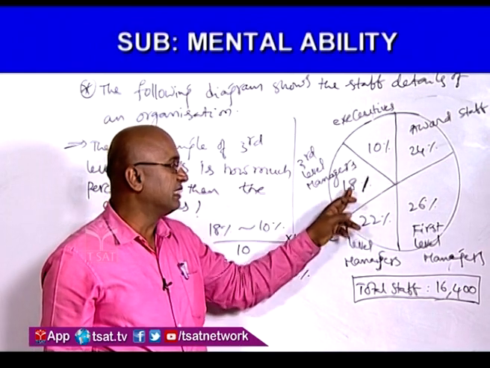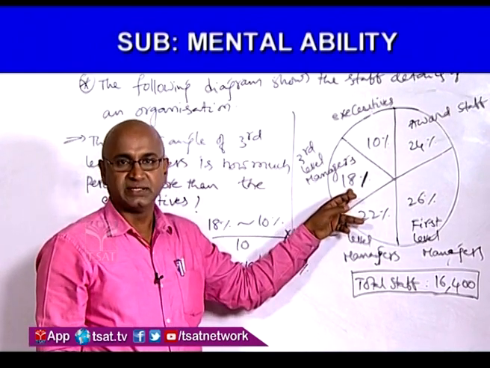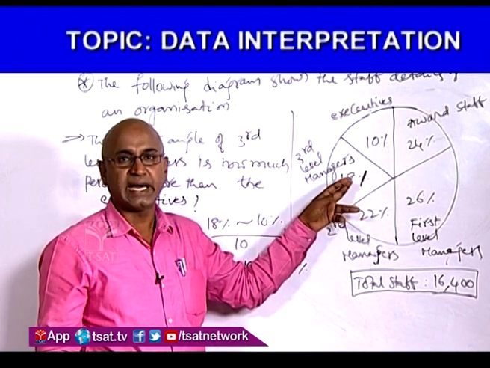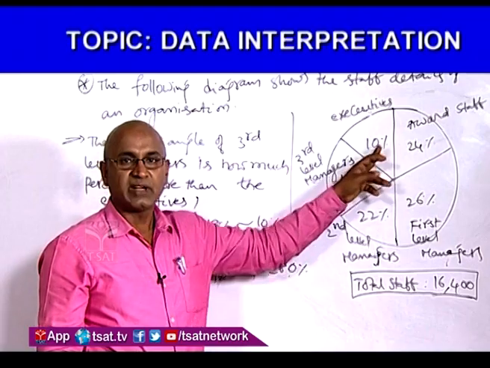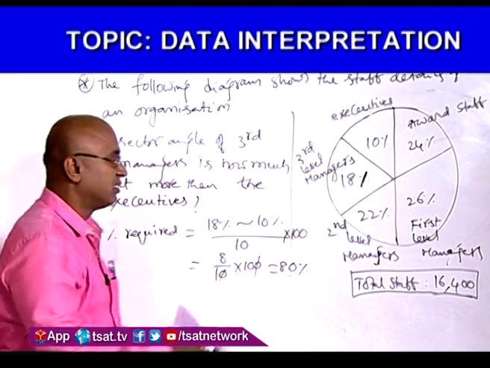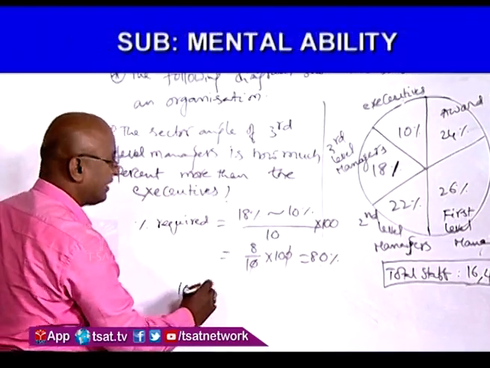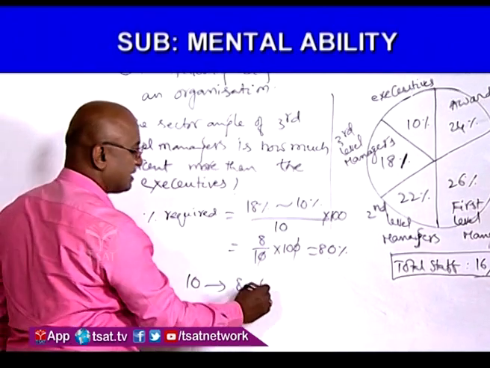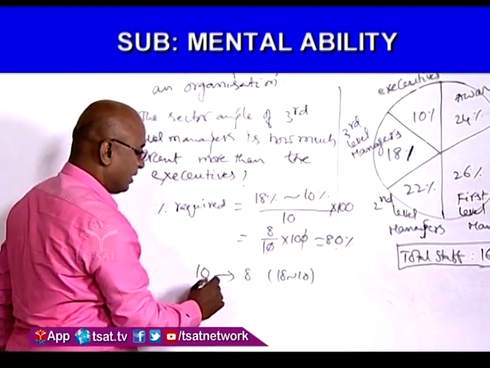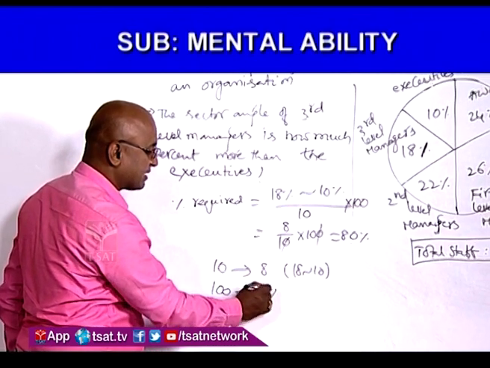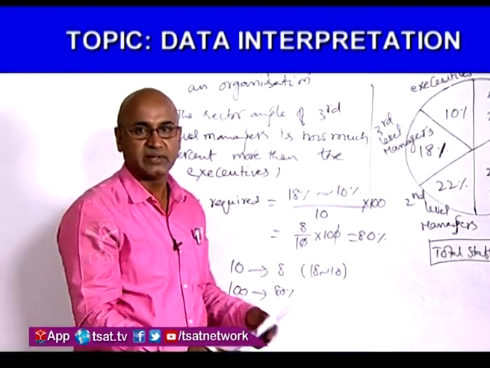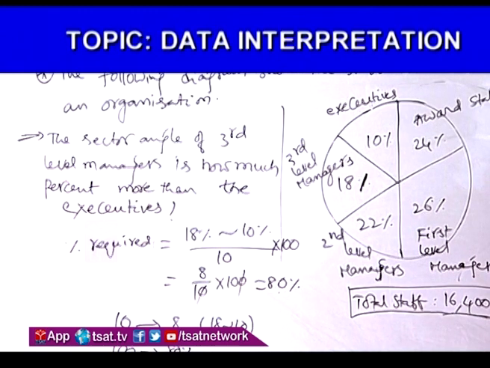So it is 10 and it is 18. So the difference is 8. In terms of percent means per 100. If for 10 the difference is 8, for 100 it is 80%. The difference is 18 minus 10. For 10 if it is 8, for 100 it is how much? 10 times, so 80%. Without doing the problem also we can calculate the value of this problem.